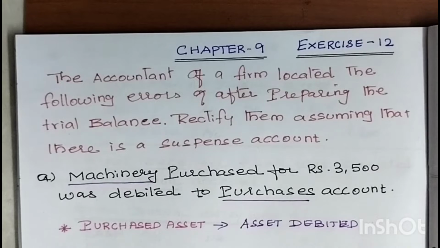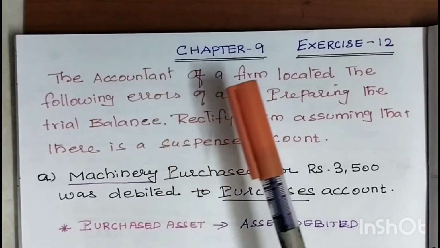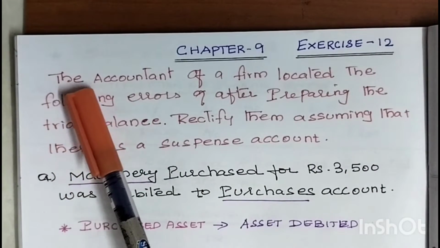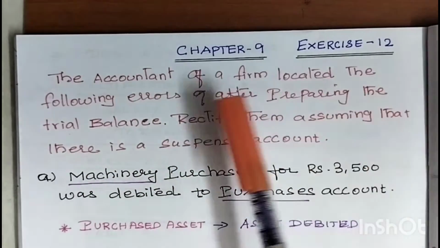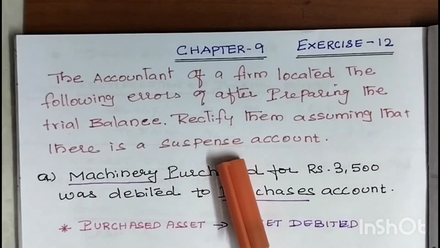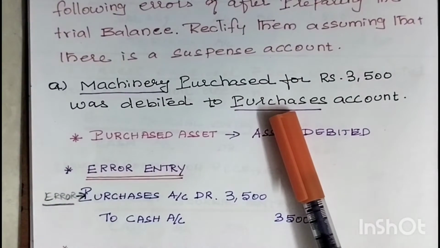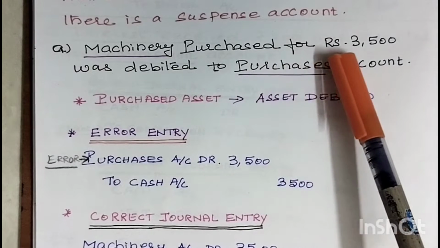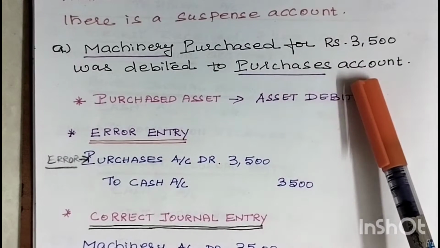In this video we are going to learn about 11th Standard Accountancy Chapter 9 Rectification of Errors Exercise 12. Let's read the heading. The accountant of a firm located the following errors after preparing the trial balance. Rectify them assuming there is a suspense account. Let's read the transaction. The first transaction is a machinery purchased for rupees 3,500 was debited to purchases account.